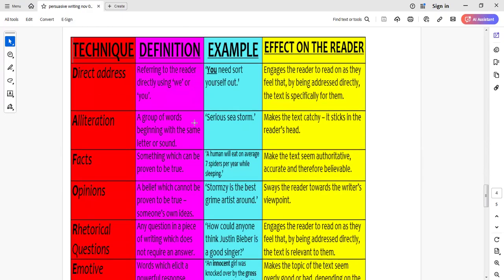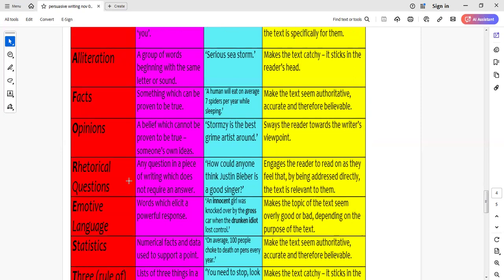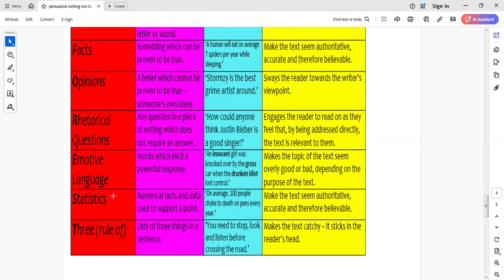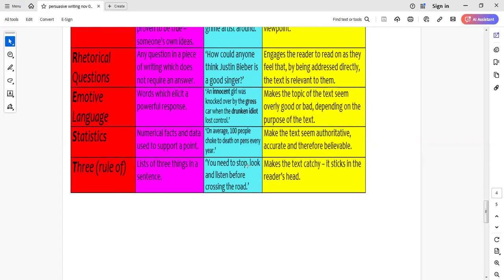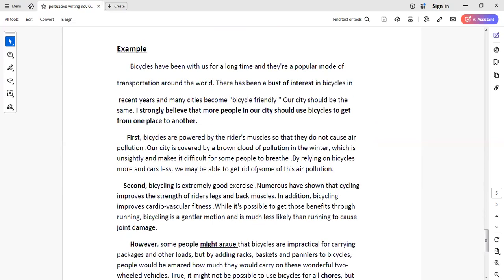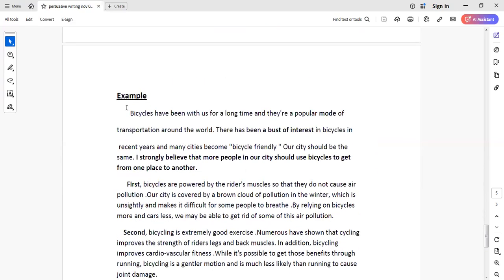As you can see, a kind of explanation for the forest: direct address, alliteration, facts, opinions, rhetorical questions, emotive language, statistics, rule of three. Rule of three, you know, as you can see, you need to stop, look, and listen before crossing the road. This technique is very important. And there is a sample here about bicycles and how we use bicycles as a kind of transportation.